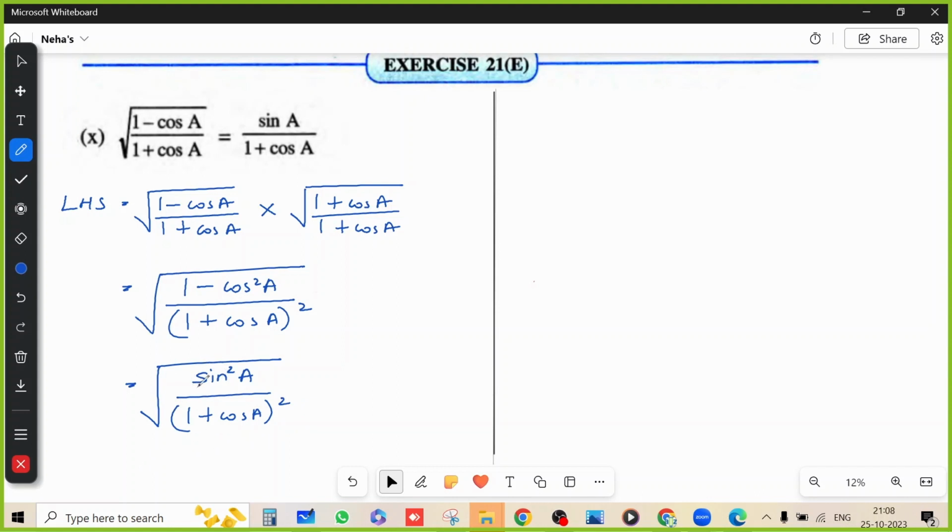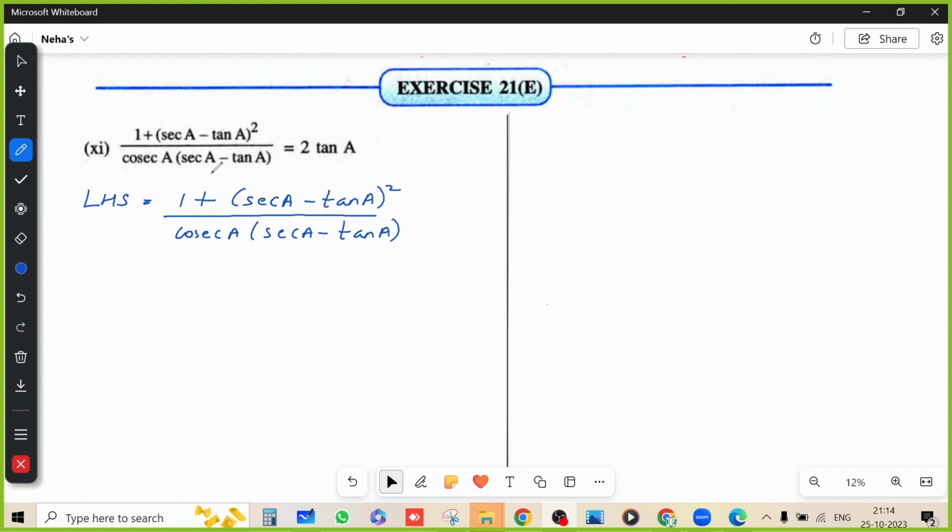Now we can find out the square root of both the numerator and denominator. So it can be written as sin A divided by 1 plus cos A, and this is equal to the right hand side, and hence we have proved that the left hand side is equal to the right hand side.